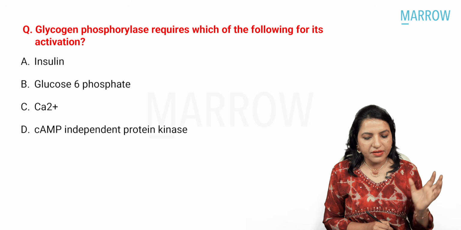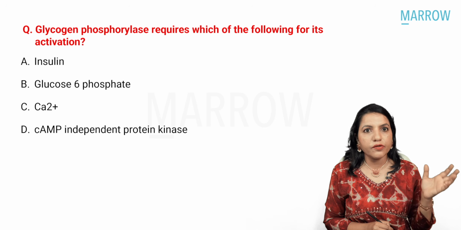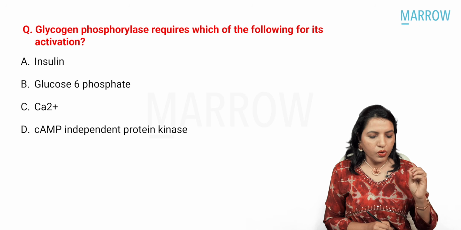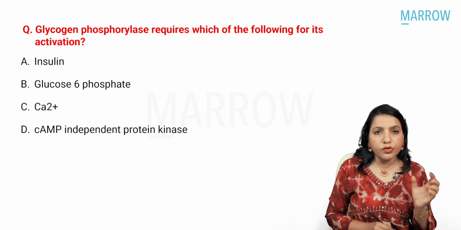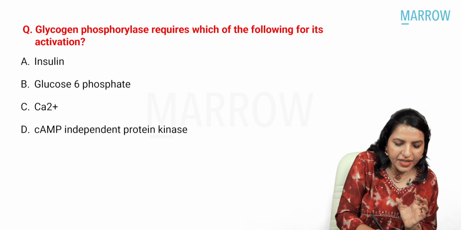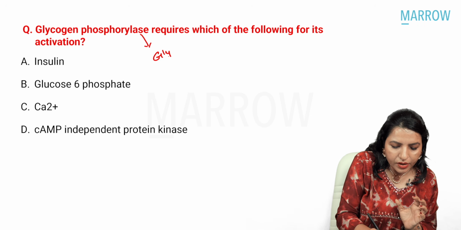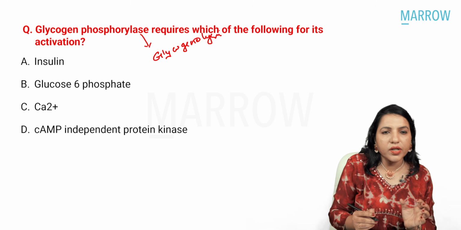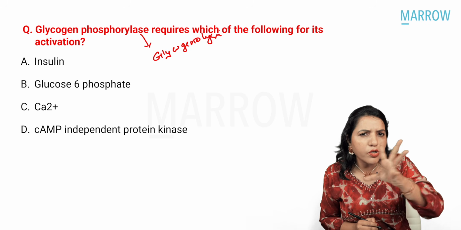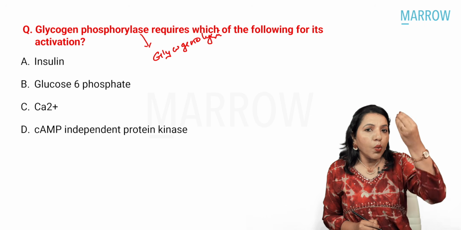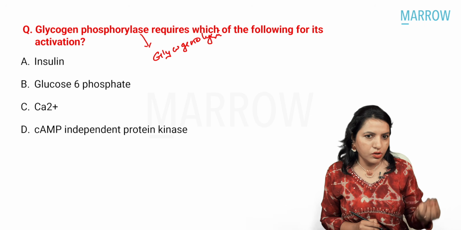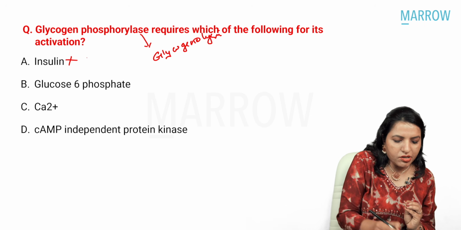Glycogen phosphorylase requires which one of the following for its activation? The first is insulin. You know, glycogen phosphorylase is an enzyme in glycogenolysis. So, what is the role of glycogenolysis? To push the glucose into the blood when the body is fasting. So, definitely it is not insulin.